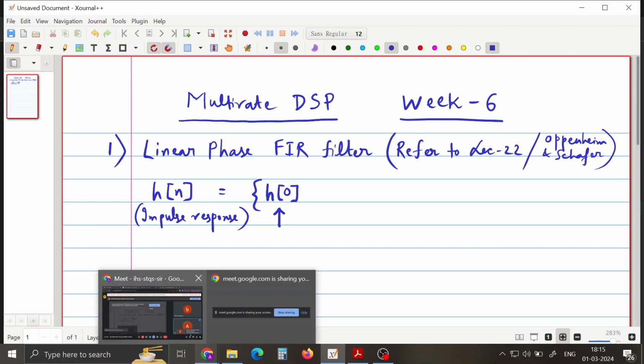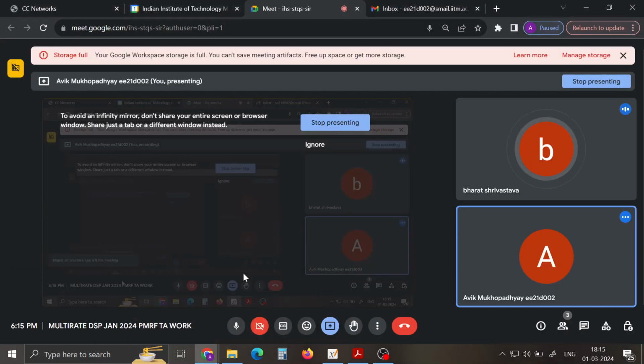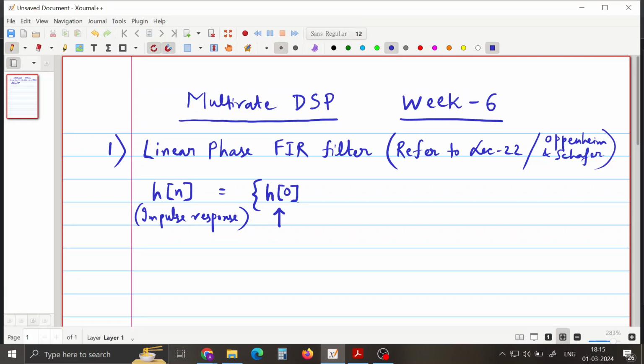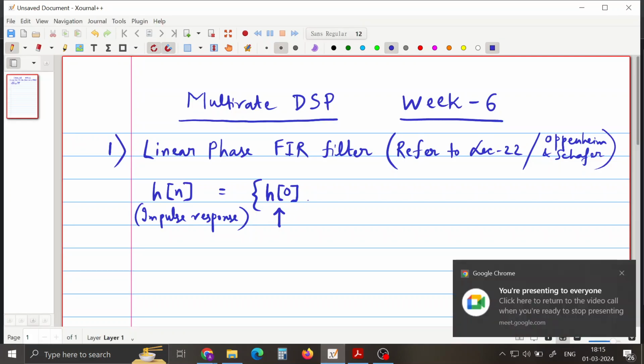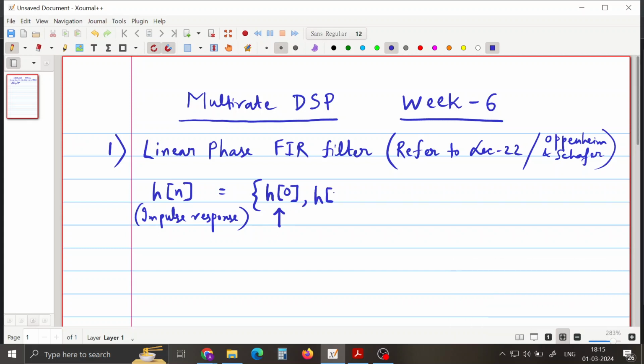Is there any question? No, sir. Okay, I thought there might be a question, but let's continue. Corresponding to the index n equals 1, there would be the value h of 1 and so on, till, since the order is given to be capital N in the question, the last term would be h of capital N. This is the impulse response.